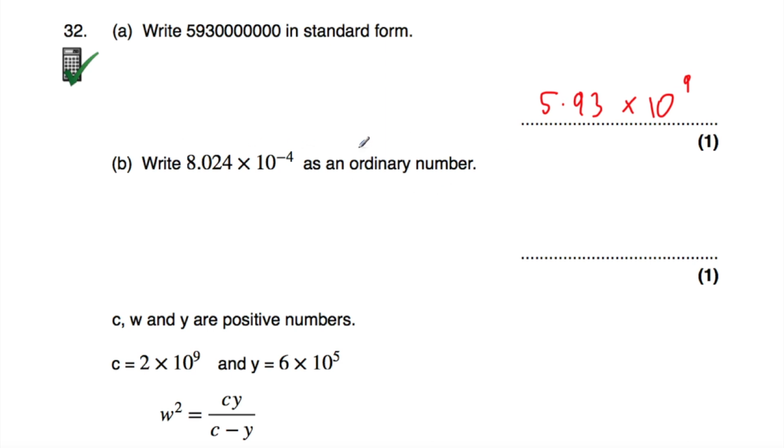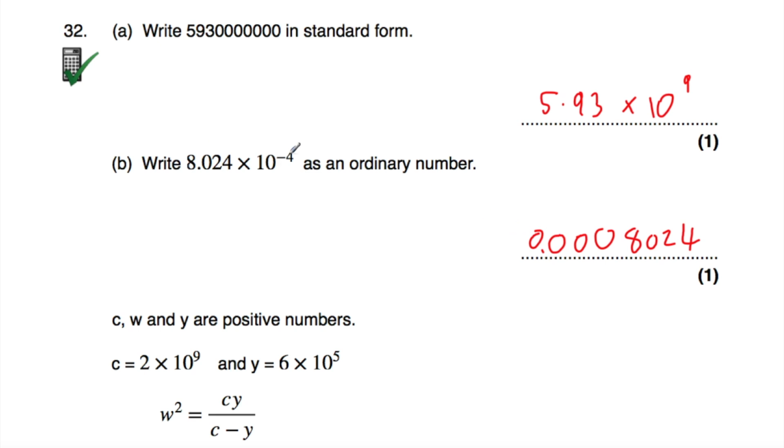So we want to write this as an ordinary number. Because it's got a negative power, we know it's going to be a very small number. And remember the shortcut that here we've got a power of negative 4, so that means we're going to put 4 zeros down, 1, 2, 3, 4, and then write the rest of the number, so 8024. Just writing this part then after it, and then put the decimal point in. So it'll be 0.0008024. And that's it, we've written that as an ordinary number.